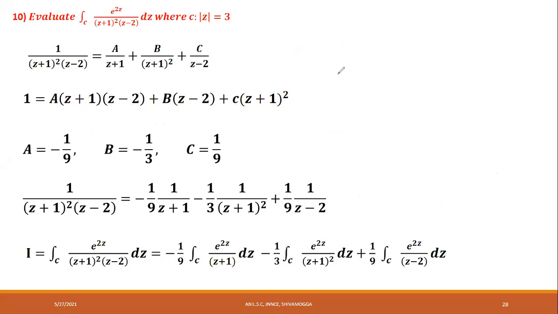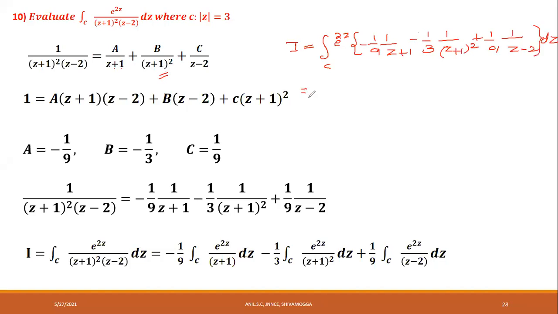Now substitute. Therefore, integral over C, I is equal to integral over C e power 2z into this fraction: A divided by z plus 1, where A is minus 1 by 9, plus B divided by (z plus 1) whole square, where B is minus 1 by 3, plus C divided by z minus 2, where C is 1 by 9, into dz. Now split this into three integrals.